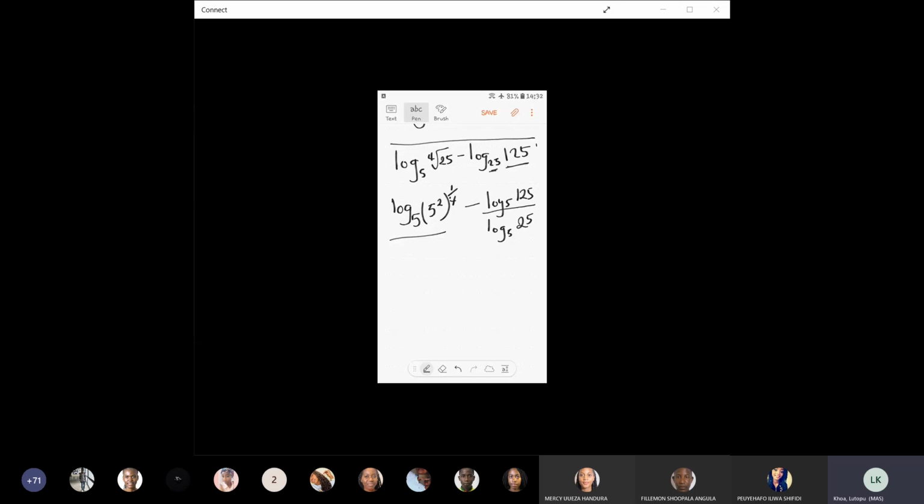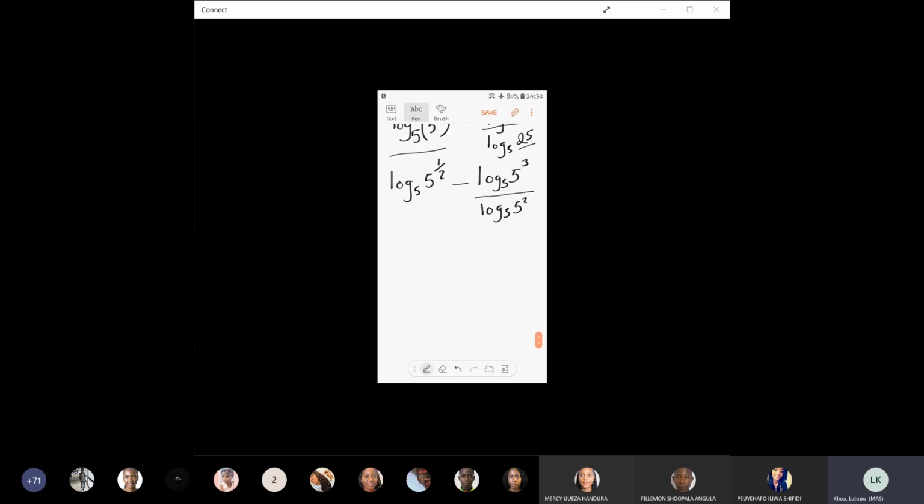I have 5 to the power of 2 to the power of 1 over 4. I should multiply the exponents. So I have log base 5, and then I have 5 to the power of a half. 2 times a quarter is equal to a half. And then this 125 over here, I can rewrite it as 5 to the power of 3. So I have log 5 to the power of 3. And then the 25 in the denominator, I'll rewrite it as 5 to the power of 2. So this is log base 5 of 5 to the power of 2.